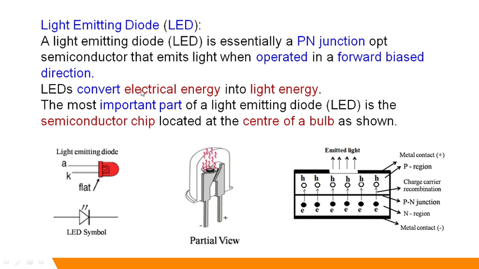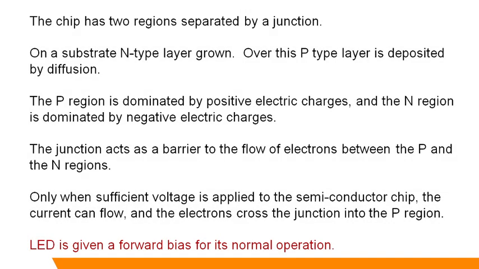So an LED converts electrical energy into light energy. The most important part of the light emitting diode is the semiconductor chip. That's important. It is located at the center of the bulb as shown here. So this is the very important part, the semiconductor chip that is placed at the center. We'll discuss this in detail in the next slide. You just go through this.